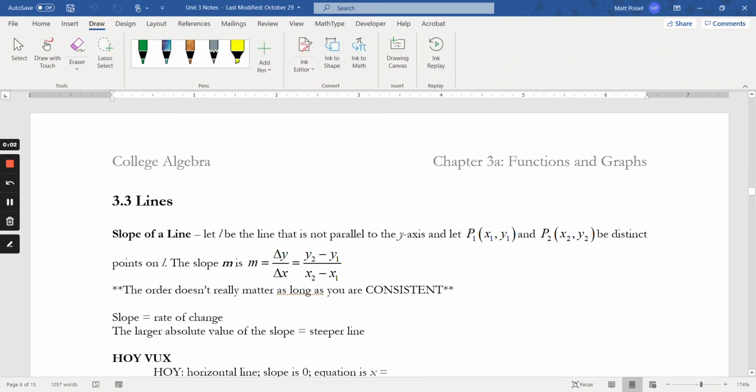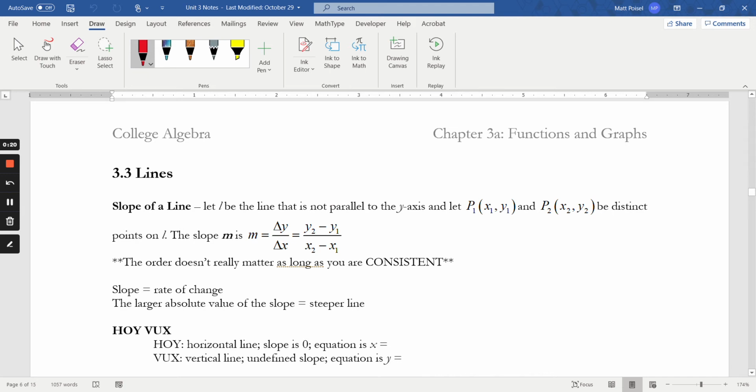All right, this is going to be section 3.3. This is all about lines. You're going to see a lot of this is going to be review, so it should be pretty straightforward. The first thing, some vocab here, we'll talk about slope. The slope of a line is basically just the steepness of a line. And down here, it says the larger absolute value of the slope, that gives us the steeper line.